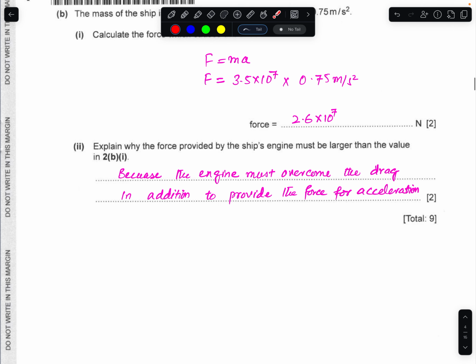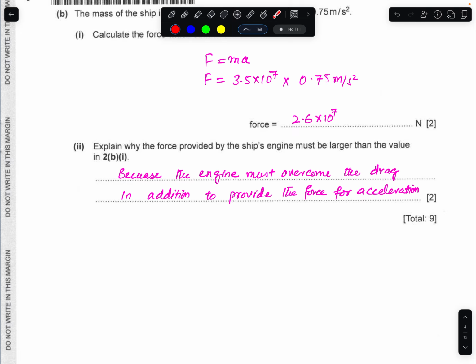Explain why the force provided by the ship engine must be larger than the value in 2b1. So this is an ideal case where we are ignoring the drag force. In actual, the drag force must be there. So the engine must overcome the drag force in addition to providing the force for acceleration.